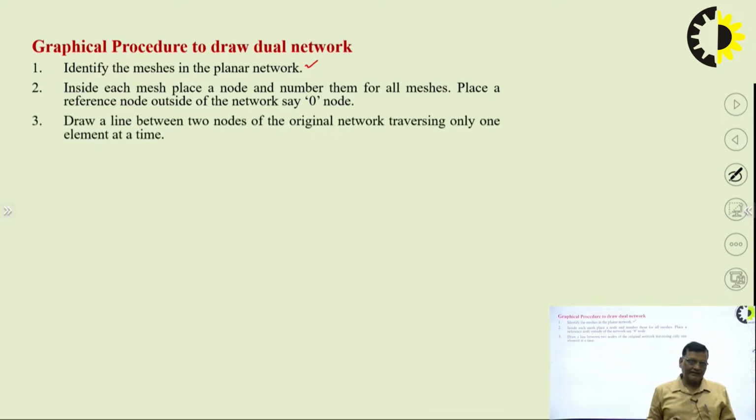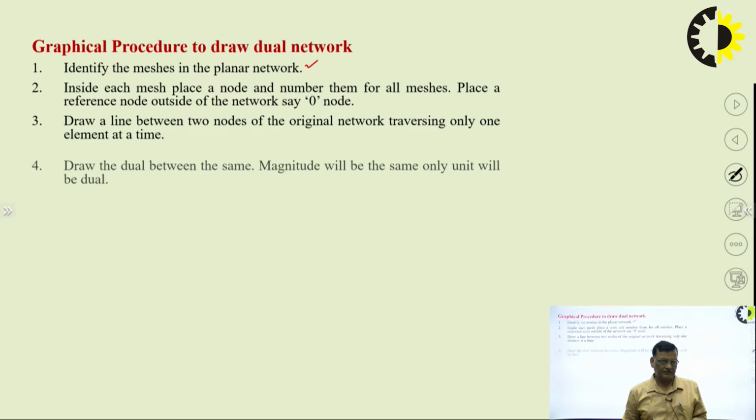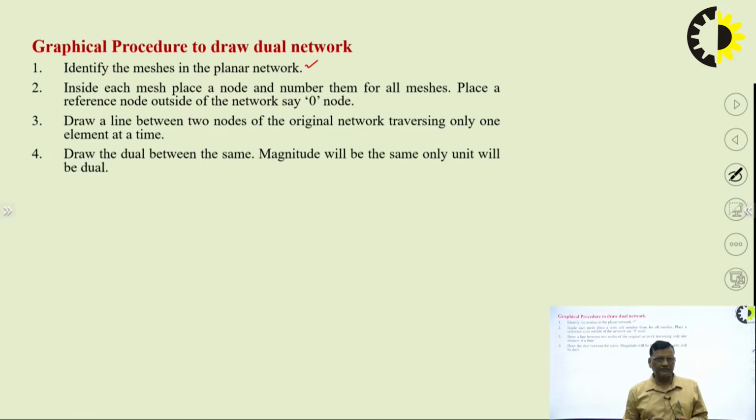Then draw a line between two nodes of the original network, traversing only one element at a time. So between the main node and the reference node, connect an element, traversing only one element at a time. This is the procedure.